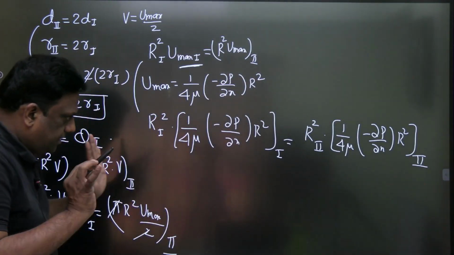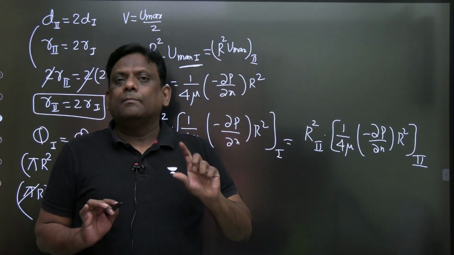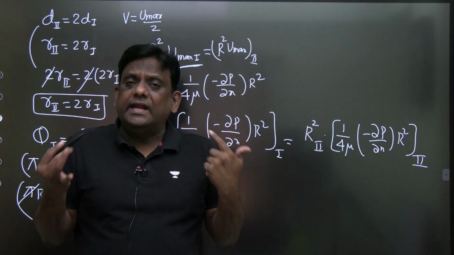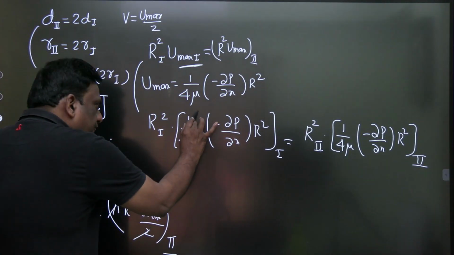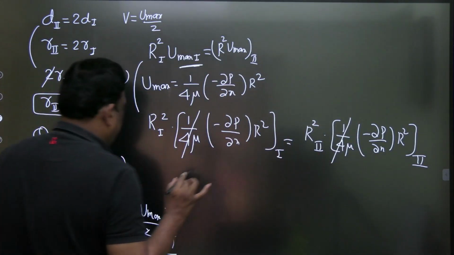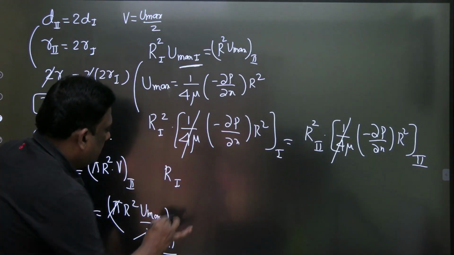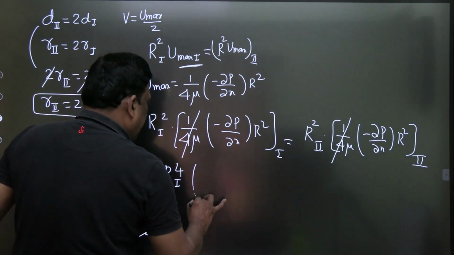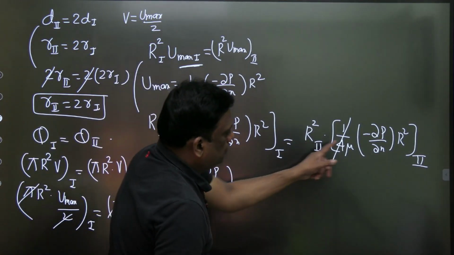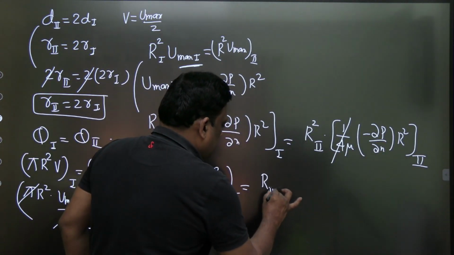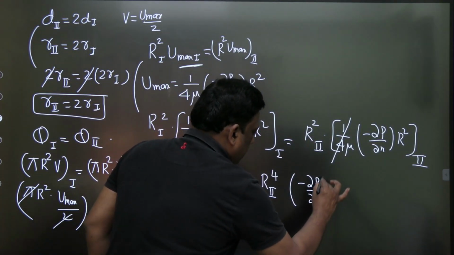Wonderful, sirs. Now wait. Please do not cancel this dou p by dou x on both sides, because the pipes are different, but it is a fully developed flow, so this value for a given pipe will be constant. Now the same fluid is flowing, so 1 by 4 mu can be cancelled. So R1 power 4 into minus dou p by dou x for the first pipe is equal to R2 power 4 into minus dou p by dou x for the second pipe.